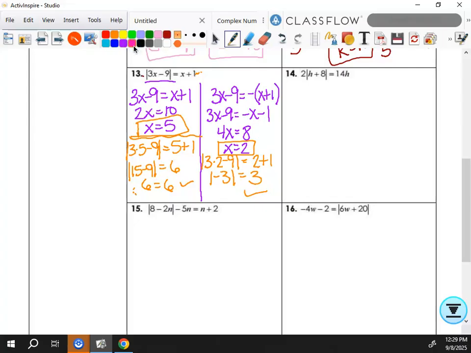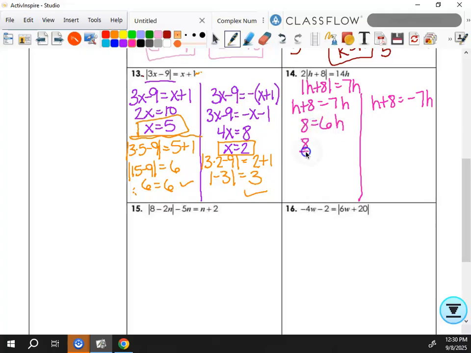All right. Can I start by dropping these? No. Can I distribute that too? No. What do I need to do? Divide. So absolute value of h plus 8 equals 7h. So now h plus 8 equals 7h. And h plus 8 equals negative 7h. So that'll give me 8 equals 6h. 8 over 6 equals h. H is equal to 4/3.